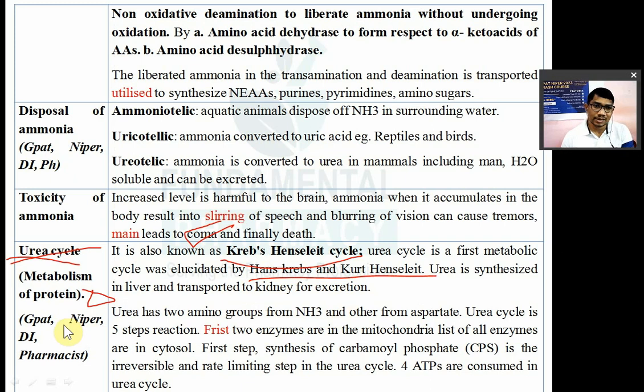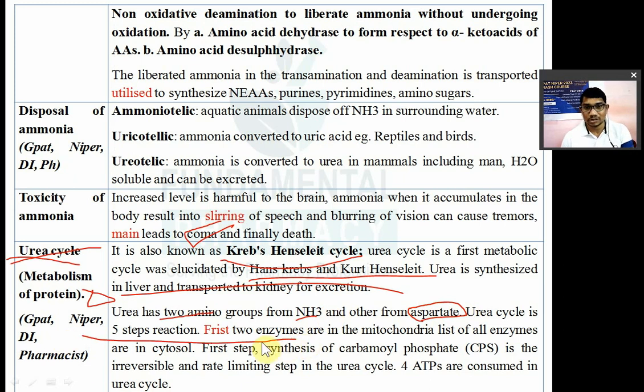Urea is synthesized in the liver, and transported to the kidney for excretion. Now urea has two amino groups. Urea का structure क्या होता है, दो amino group: NH2, C double bond O, NH2. These two amino groups come one from NH3 and the other from aspartate. तो एक अमोनिया आता है और दूसरा aspartate से.